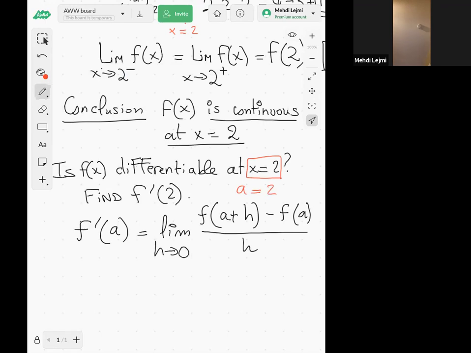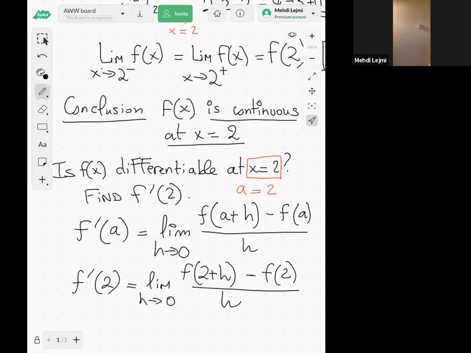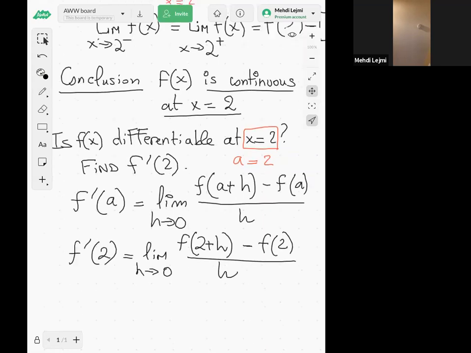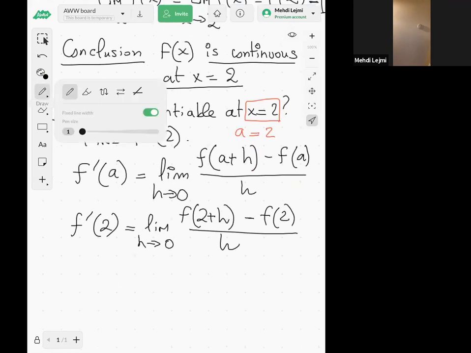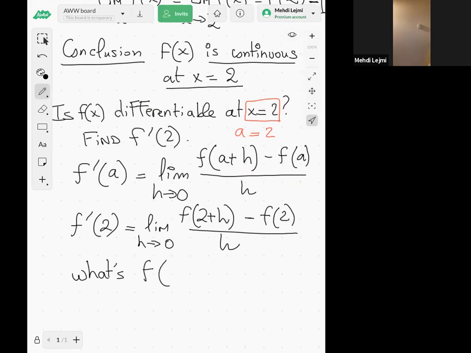All right. So if you want to compute f prime of 2, you want to find the limit as h goes to 0 of f of 2 plus h minus f of 2 over h, right? Now the big question is, what's f of 2 plus h? So which equation are we going to use?